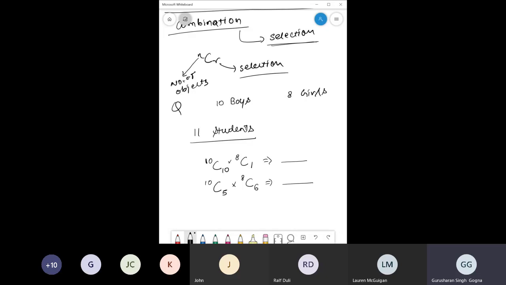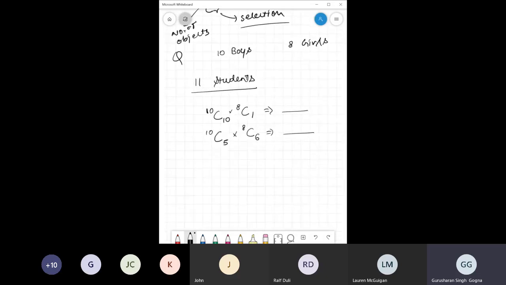Now, they will put some restriction. They will say there should be, let's say, 5 girls in the team. Okay, 5 girls in the team means you say 5 out of 8, so 8C5. And how many students are left? 6. So 10C6. And that will give you the answer. Okay. So this is how you need to use combination.